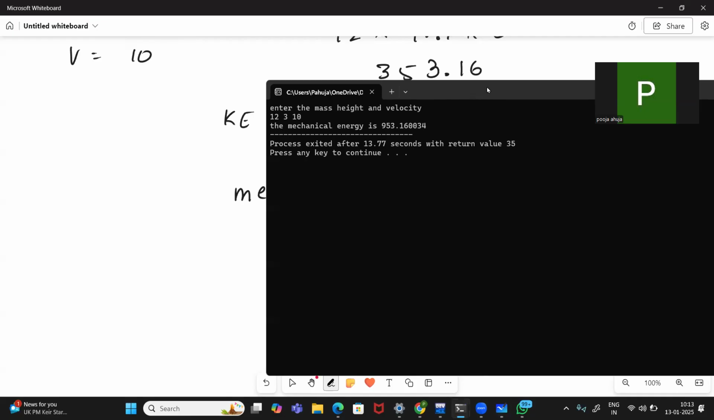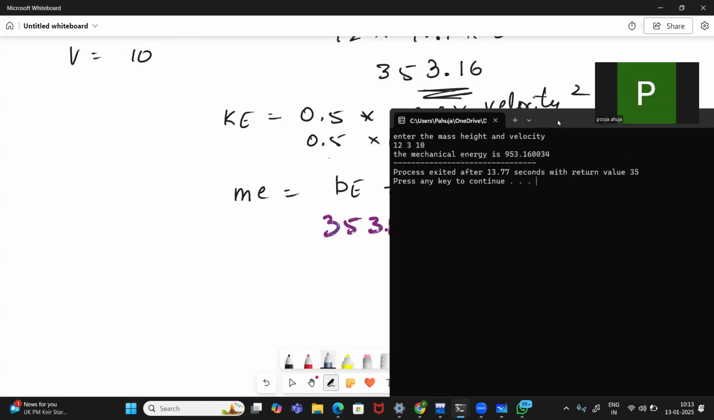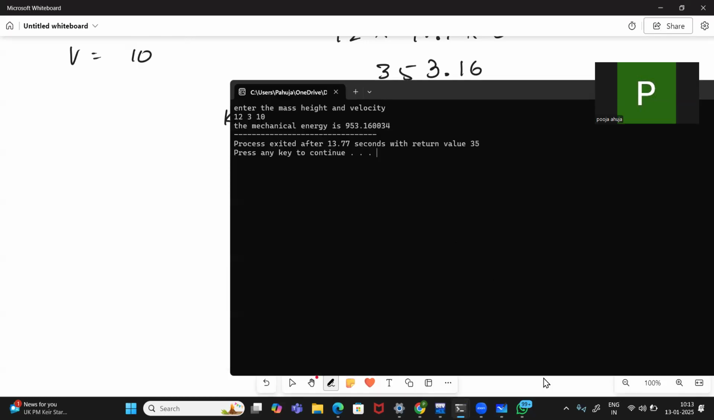So now if I go back to my program, am I getting the same output? Right, 953.16. Since it is a floating point, I'm getting the floating values after the decimal point. So 12, 3, 10. Potential energy I got 353.16. Kinetic energy I got 600. Then when I add, I got 953.16.